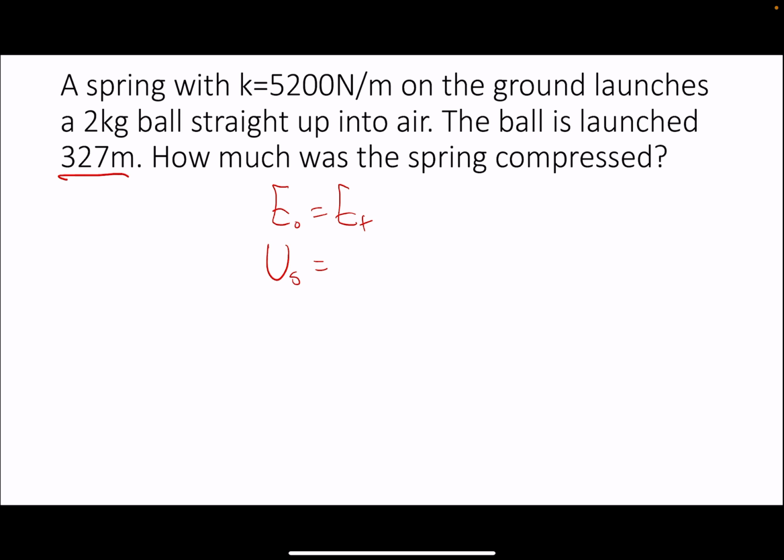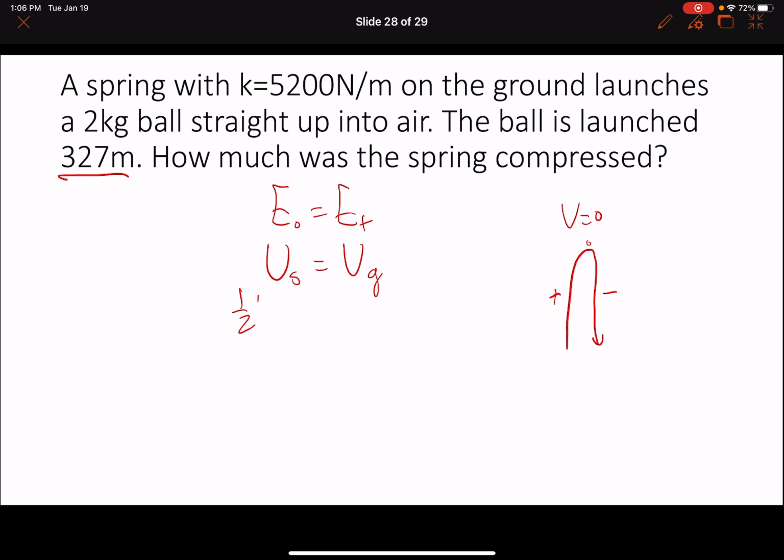Therefore, we're assuming that afterwards we have no kinetic energy, we only have potential. Because remember, from kinematics, at the very top of its motion, v equals 0. We know that because if it's going up and back down, on the way up we have a positive velocity, on the way down we have a negative velocity. Therefore, at the top we must have 0. So, 1/2 kx squared equals mgh.